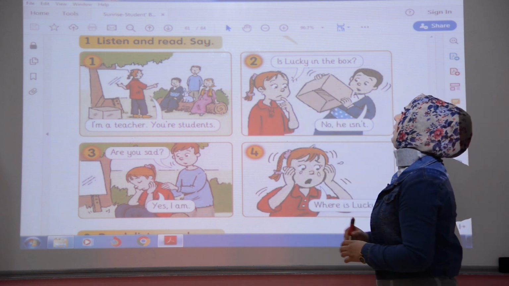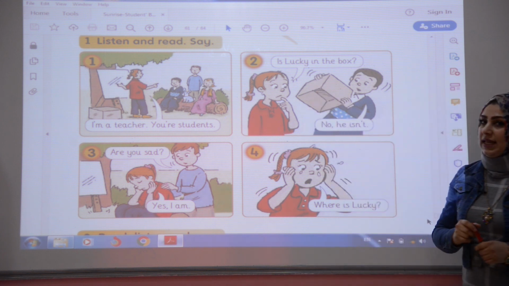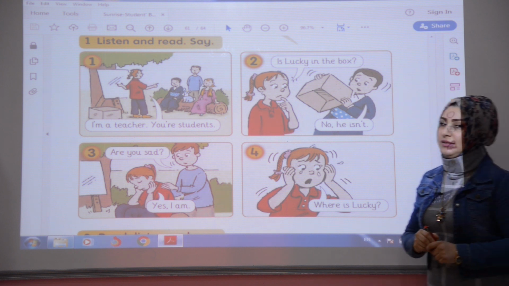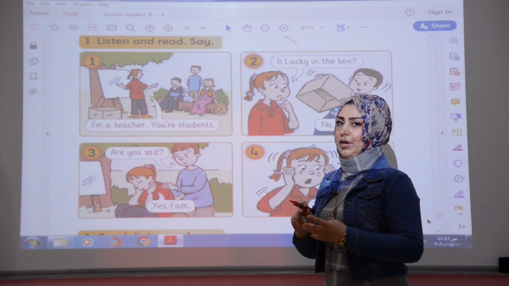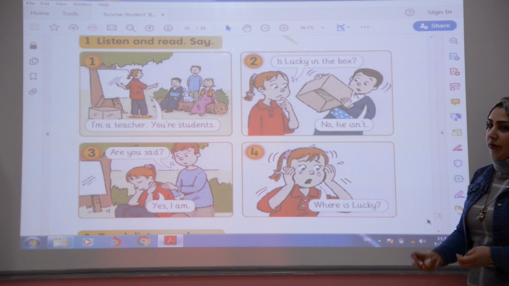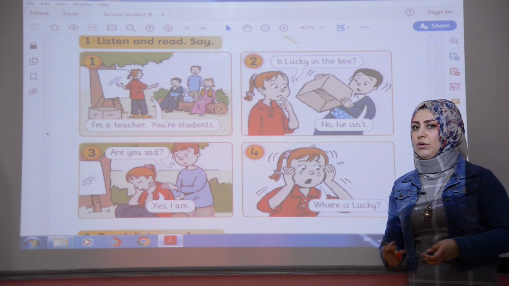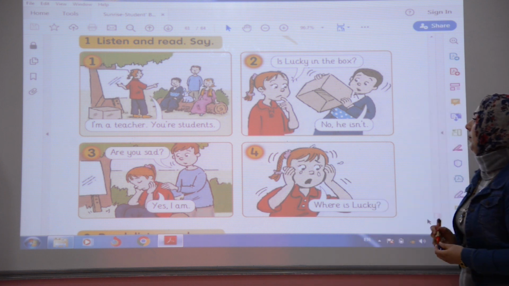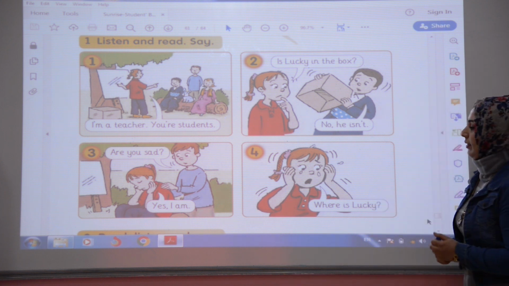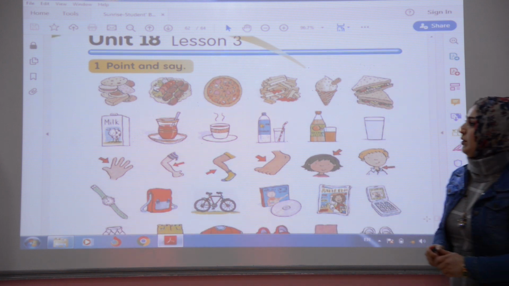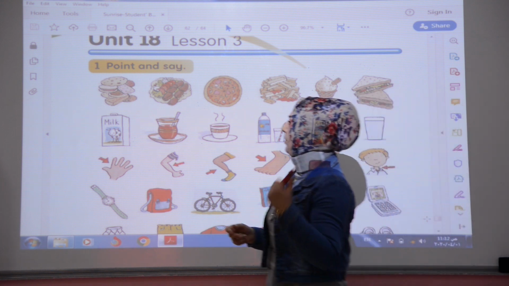Is Lucky in the box? Is Lucky in the box? No, he isn't. We studied that in, on, under, okay? In, it means in the box. Under, it means under the box, or on, it means above the box, above the desk, okay? Where's Lucky? Unit 18, lesson 3, it is also talking about the pictures that we studied in the previous lesson.